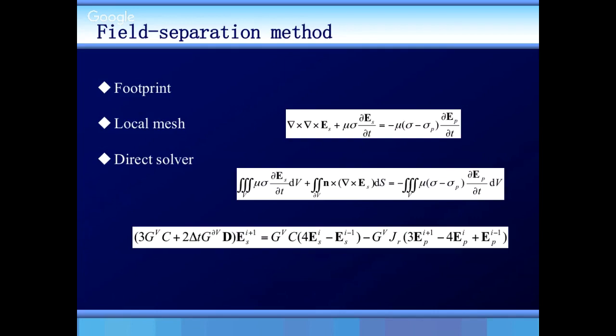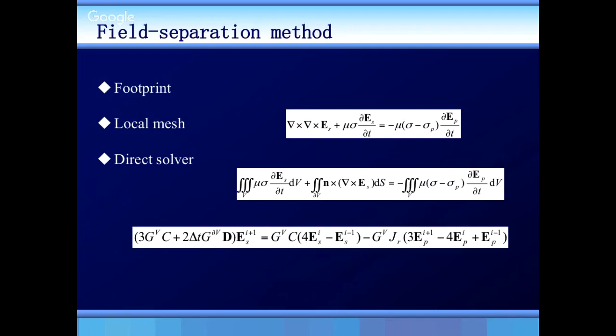To further speed up my 3D calculation, I adopt the field separation method. Here, I use a half-space or layered Earth time domain response as the primary field, and the normal target response as the secondary field. So we can get the response by solving the secondary field equation.